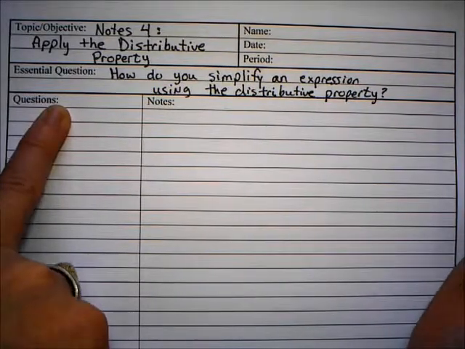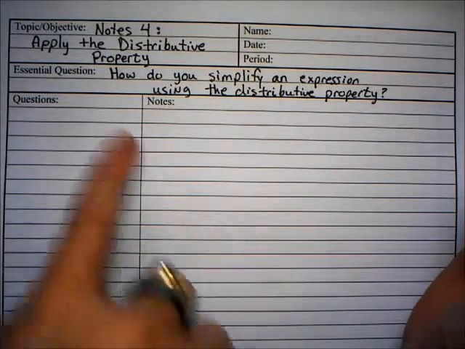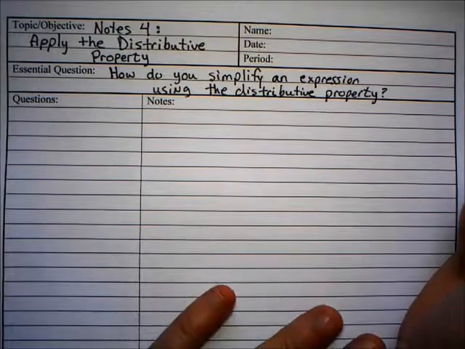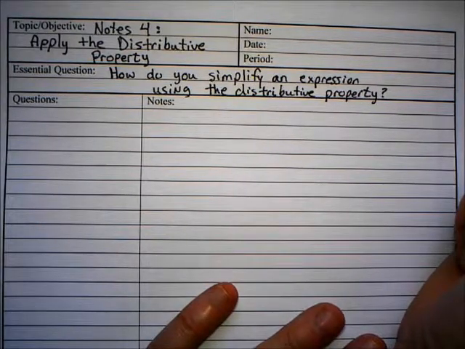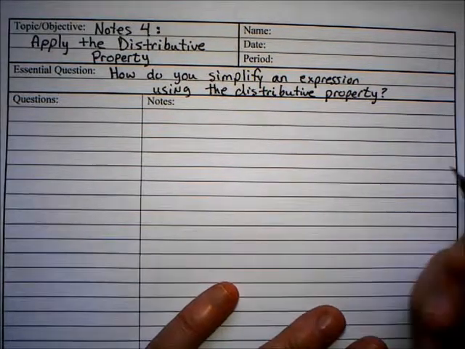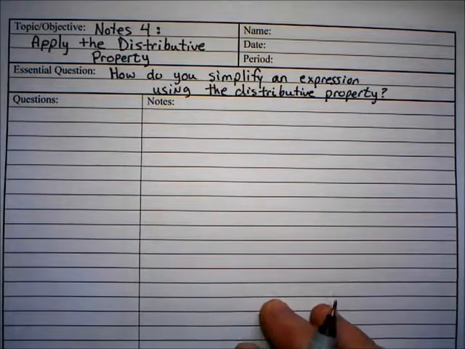Okay, so I just wrote an essential question down. You can have this one or one on your own, whichever you prefer. Just write one down that you think is right. What I wrote was how to simplify an expression using distributive property. I've got some vocabulary words I've got to write down.